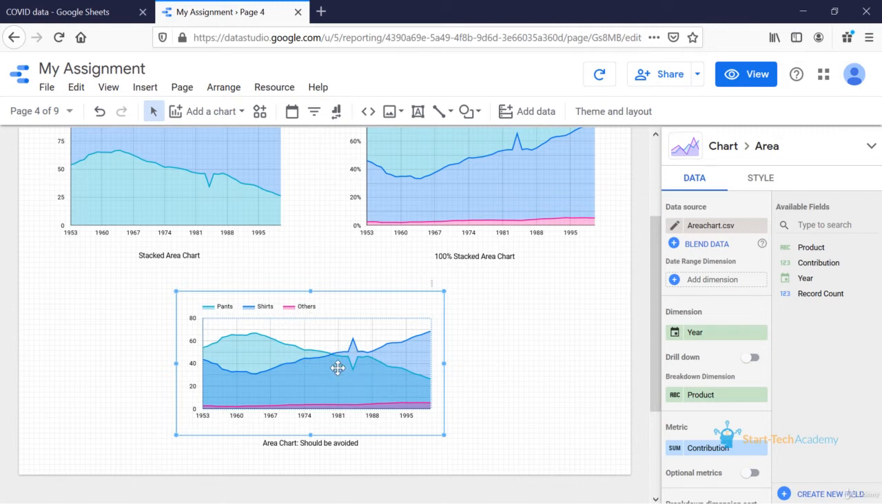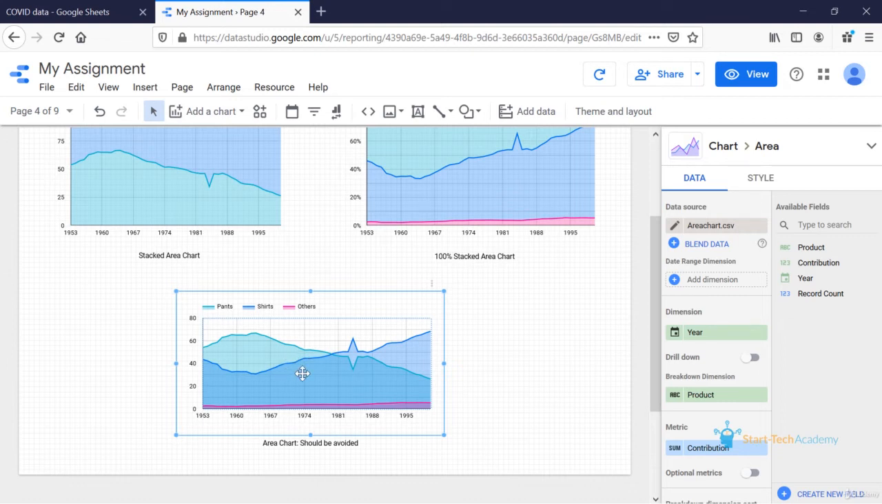Once you have placed an area chart, in the dimension field you have to select the year variable. Then you have this new thing, breakdown dimension. This you have to specify as the field which has the categories. Since the product field contains the 3 categories, pants, shirts and others, we add it here. The metric is obvious, it is contribution. Once you have set it like this, you'll see an area chart drawn here.